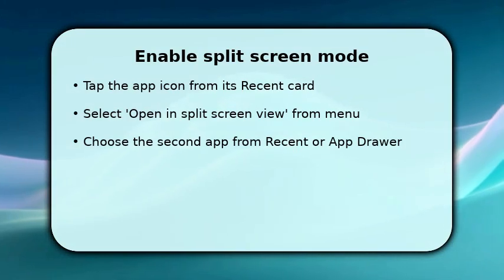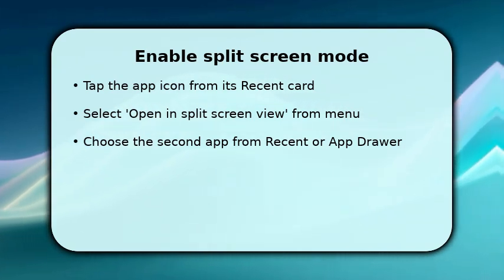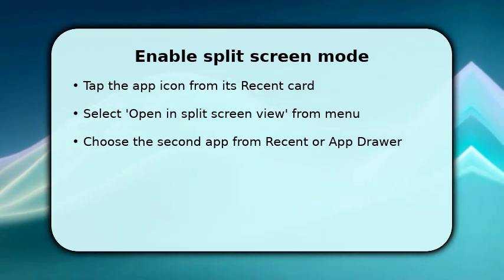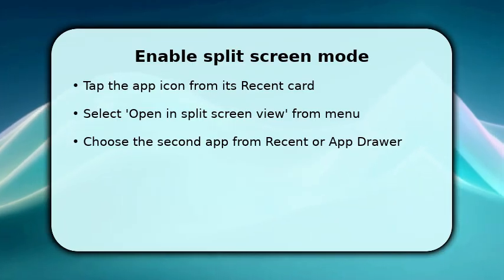Next, tap the app icon at the top of its recent card and choose Open in split screen view. This moves the app to the top or left pane immediately. Then pick the second app from the recent list or app drawer to fill the other pane.